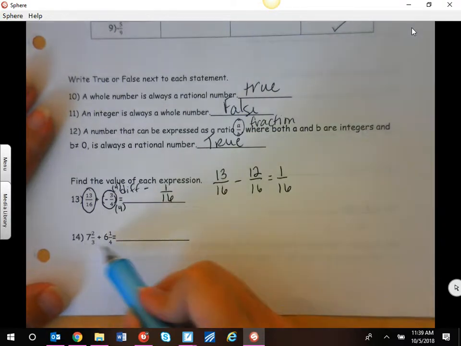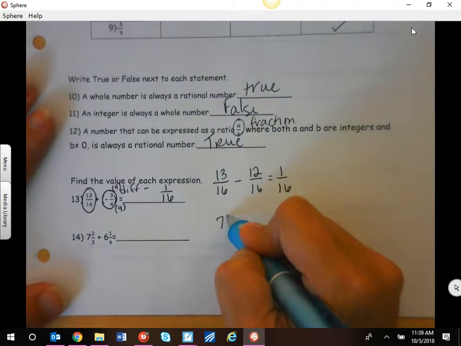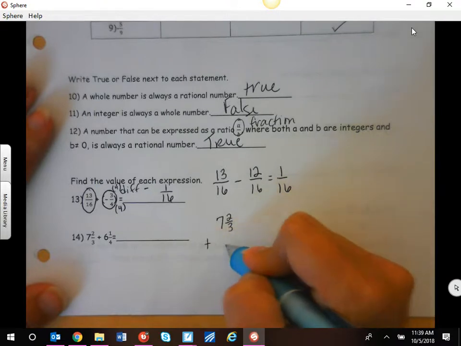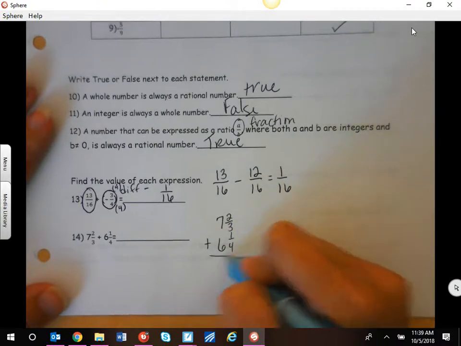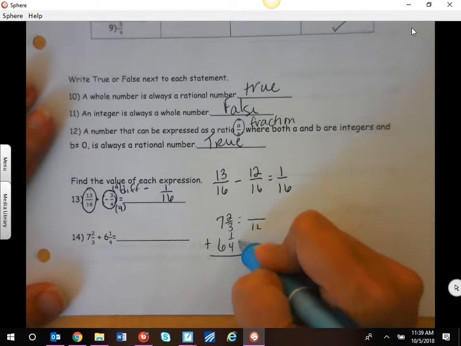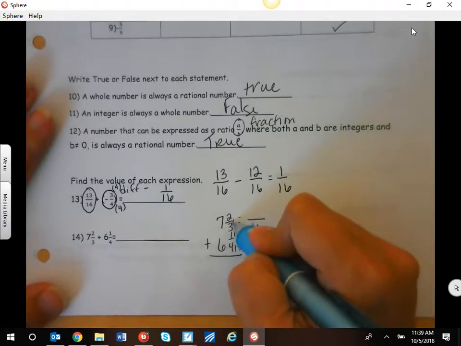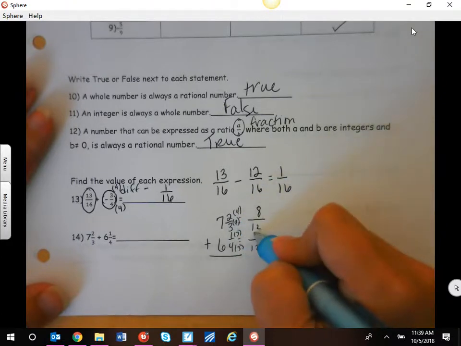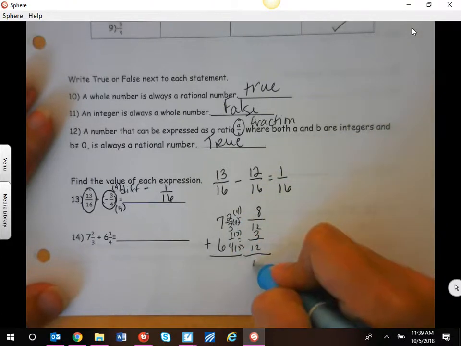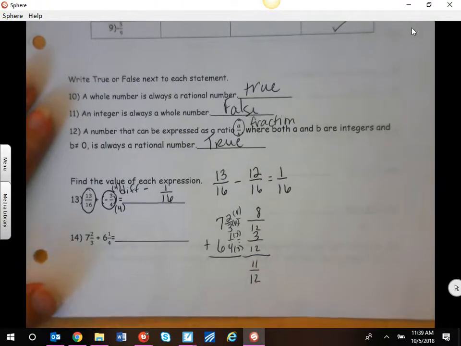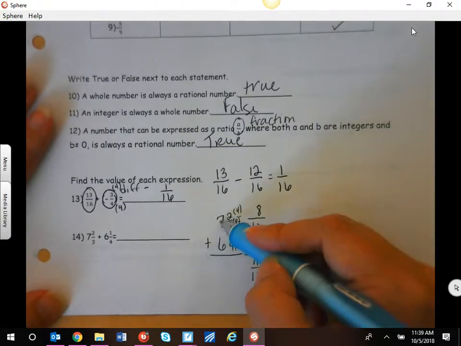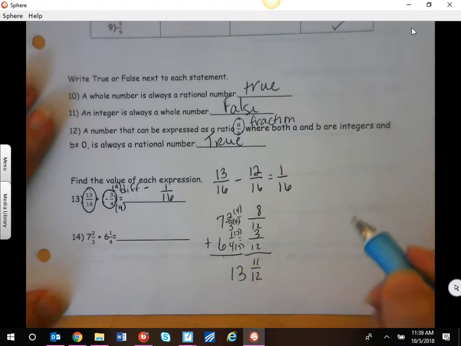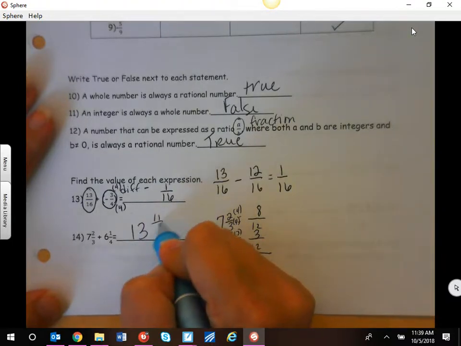This is just an elementary problem. 7 2/3 plus 6 1/4. You do need a common denominator. It would be 12. So times 3 on the bottom and top, times 4 on the bottom and top here. So 8 12ths plus 3 12ths is 11 12ths. Remember, we are not adding the denominator. Denominator stays. 7 plus 6 is 13. And 11 12ths.